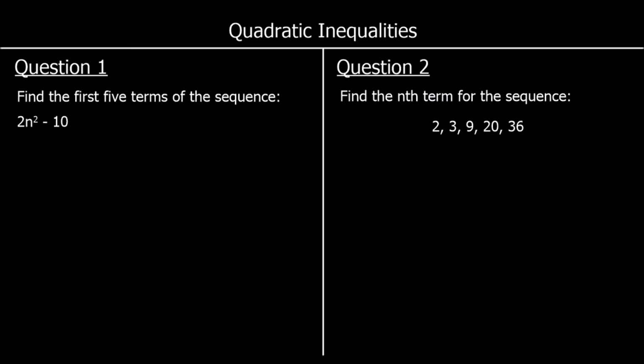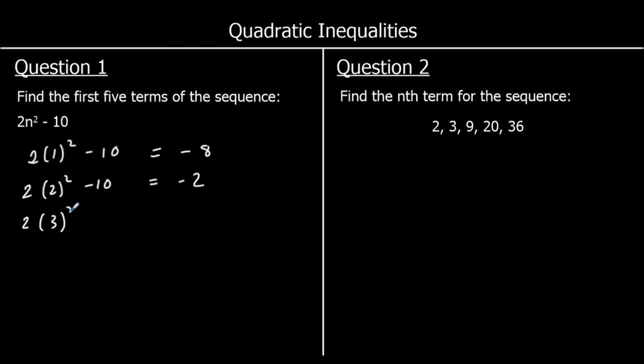And to finish up, 2 questions, give these a go. Question 1 is asking for the first 5 terms of the sequence 2n squared minus 10. So the first term is when n is 1. 2 times 1 squared minus 10 is 2 minus 10, which is negative 8. 2 times 2 squared minus 10. 2 squared is 4. 2 4s are 8. 8 take away 10 is negative 2.